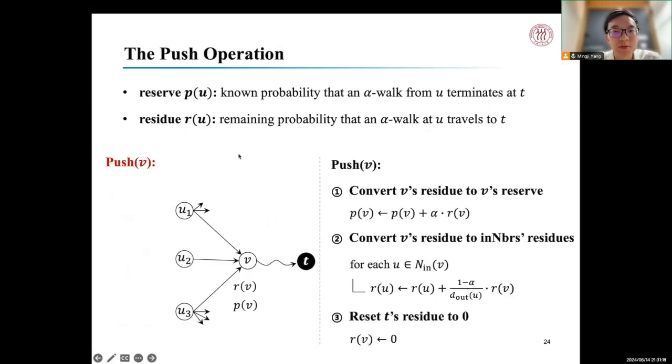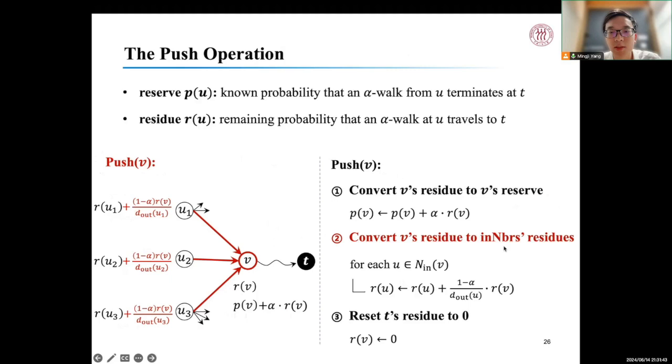And in a push operation on an arbitrary node v in the graph, the algorithm performs three steps. It will first convert v's residue to its own reserve. That is, we increment the reserve of v by alpha times the current residue of node v. The second step is to convert v's residue to the residues of its in-neighbors. For example, for v's in-neighbor u1, its residue will be increased by (1 minus alpha) times R of v divided by the out degree of node u1. And finally, it will reset v's residue to 0. Actually, this single push operation corresponds to a single step in the typical iterative approach for computing PageRank contributions, but it does so in a node-wise and local manner.